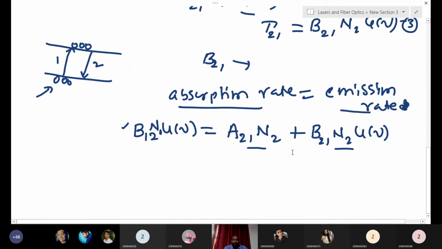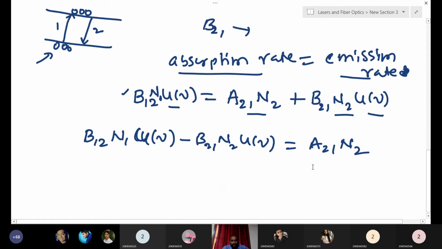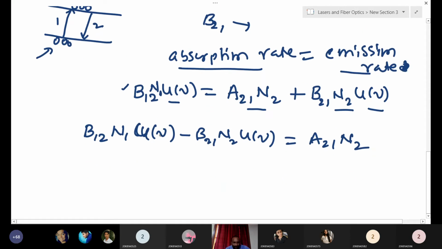From this equation, just observe clearly: the left hand side has energy density and the right hand side has energy density. Bring these two terms to one side. I am bringing the right hand term to the left hand side: B12 N1 U of nu minus B21 N2 U of nu equals A21 N2. In these two terms U of nu is common, so you take that out.